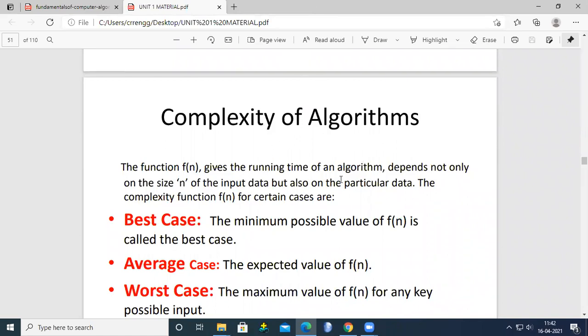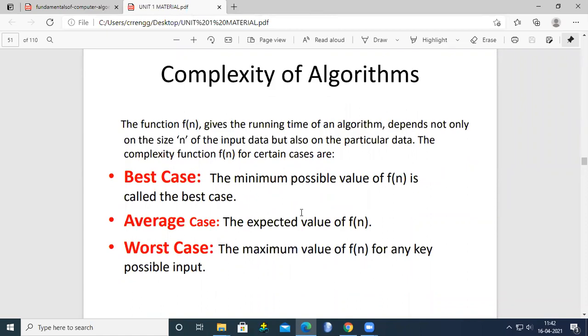Next, complexity of algorithms. Already explained the complexities of algorithms. The function f of n, which gives the running time of an algorithm, depends not only on the size n of the input data, but also on the particular data. So the complexity function f of n is best case, average case, worst case. We are considering the different cases.